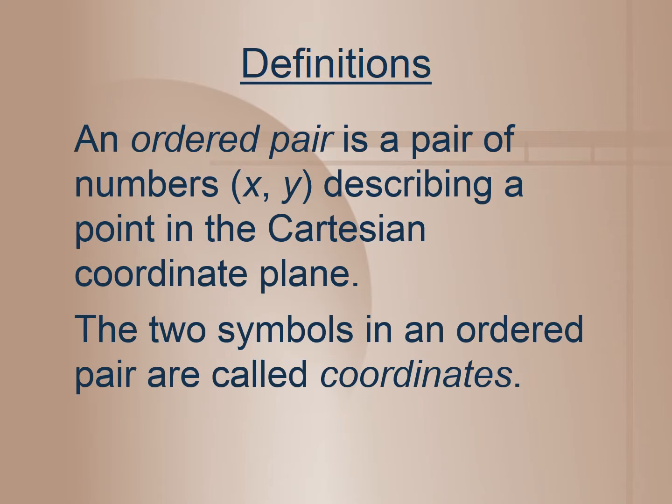The two symbols in an ordered pair are called coordinates. You might have heard that word before if you've heard anyone giving directions using an atlas, or on an airplane or a boat, where you have coordinates. It's kind of like a grid system. So you have an x coordinate and a y coordinate. The x is the horizontal coordinate and the y is the vertical coordinate.